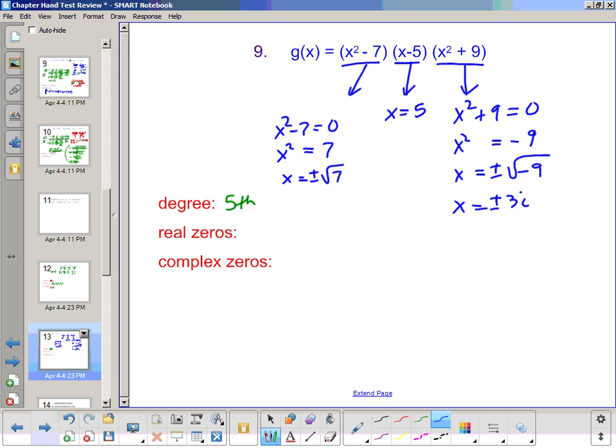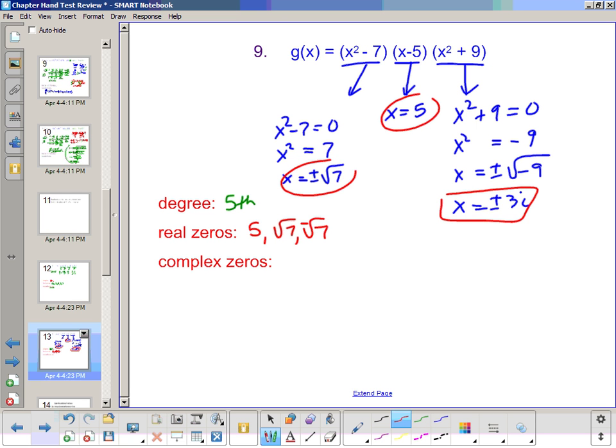So we have real zeros of 5 and positive square root of 7, negative square root of 7. And then we have 2 complex zeros of 3i and negative 3i.